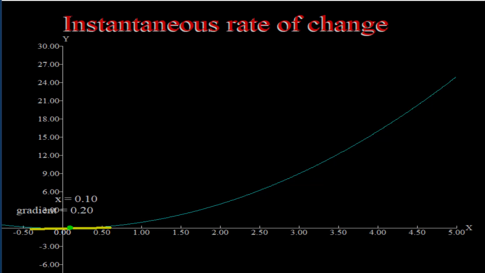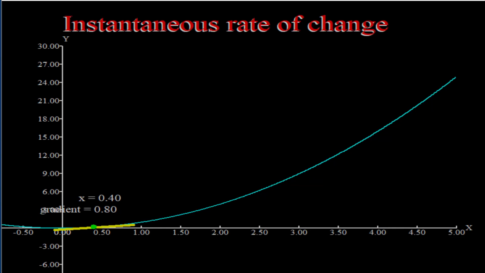Let's see if we can confirm that the instantaneous rate of change of the function x squared is equal to 4 at x equals 2. So we'll go to x equals 2. And there it is. At x equals 2, the gradient, or the instantaneous rate of change, is equal to 4, which confirms what we obtained theoretically using our formula for the instantaneous rate of change.